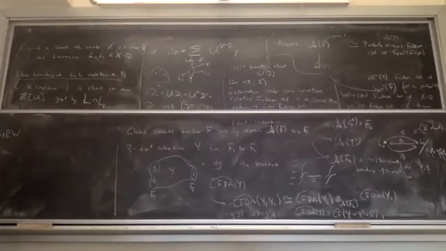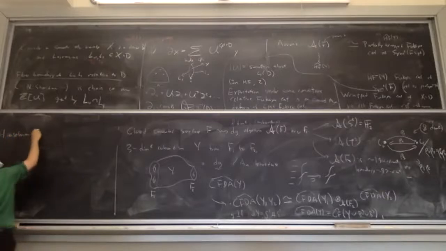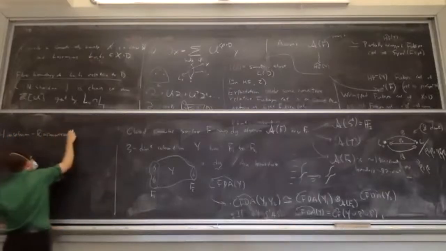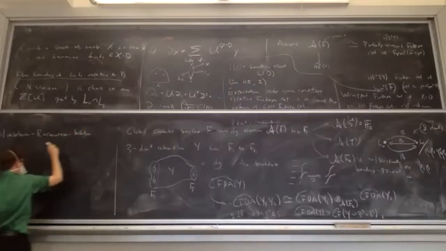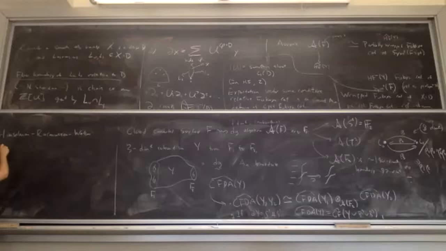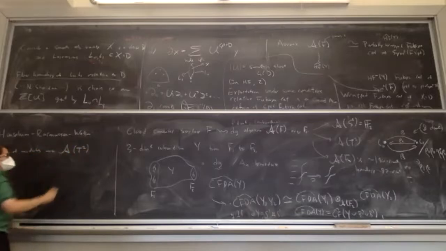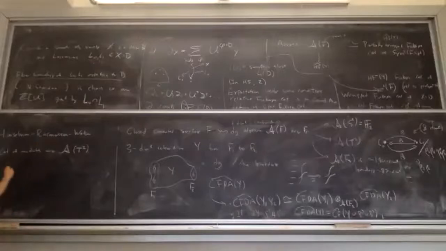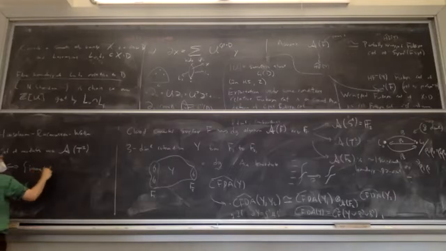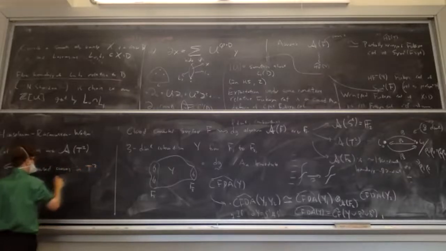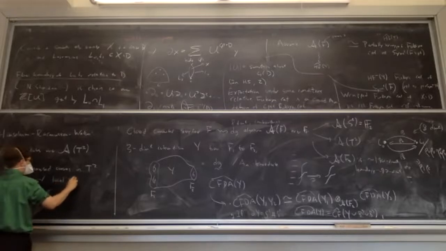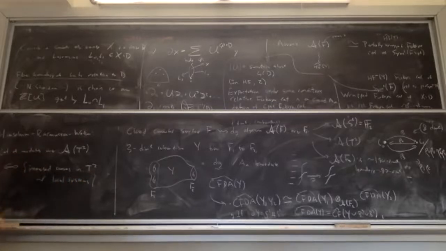So Hanselman, Rasmussen, Watson showed that the category of modules over this algebra associated to the torus, that thing on the far right, corresponds to the set of immersed curves in T2 with local systems. T2 minus a point.